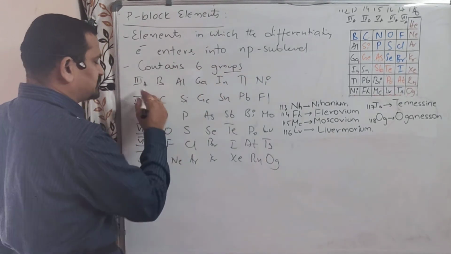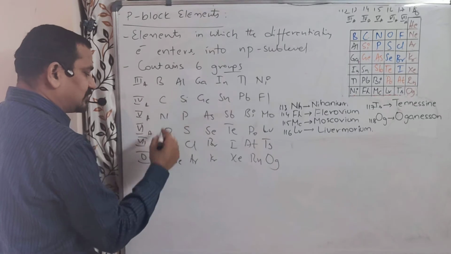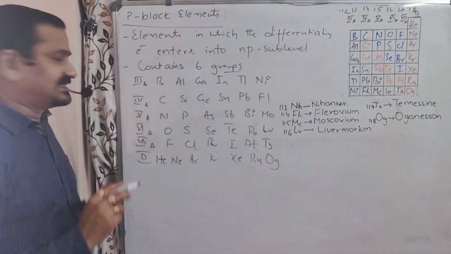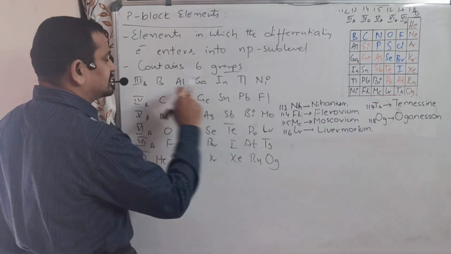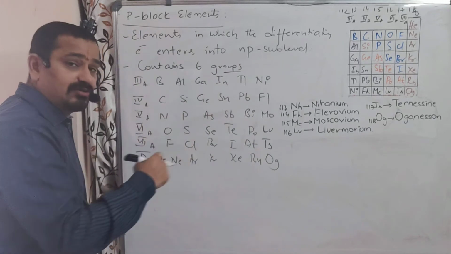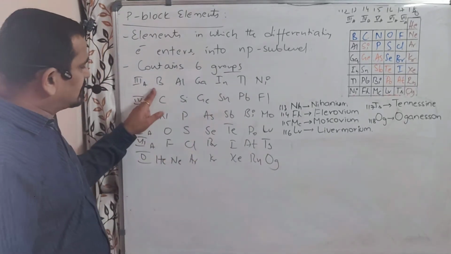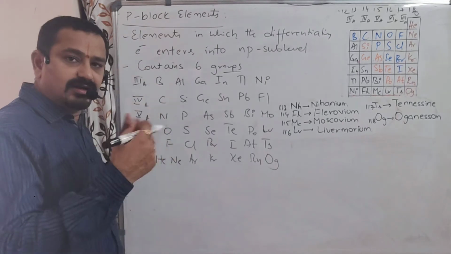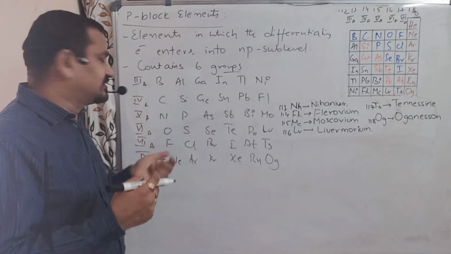It contains 6 groups: boron family, carbon family, nitrogen family, oxygen family, fluorine family or halogens, and inert gases. These boron family members are boron, aluminium, gallium, indium, thallium and nihonium. And like this we have to remember the elements wise. They are also called a family with respect to the first member.